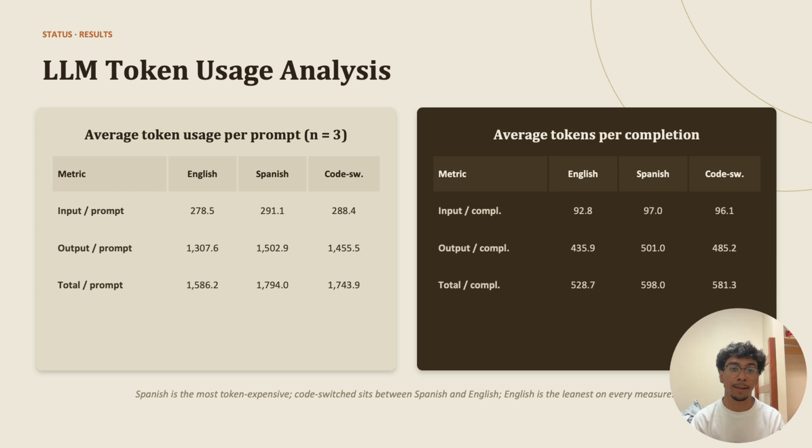The key point connects back to the results. Code switching doesn't just produce less code, less functional code, less secure code, but it also charges you more tokens for it. So there's no efficiency argument to fall back on.